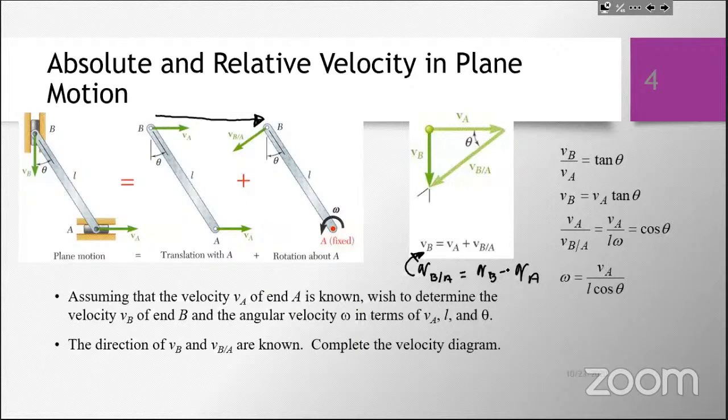If we look at this diagram, we can use trig identities to get a relationship between VA and VB with respect to A. We know that VB with respect to A has to equal L times omega. Why? Because we know it acts perpendicular to that point. Why do we know that? Because that's how tangential velocities work. So this is a little bit abstract.